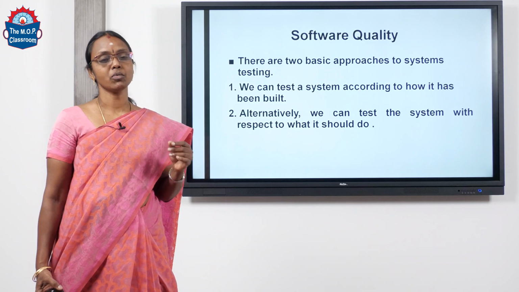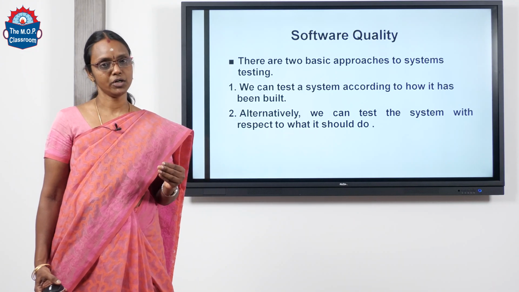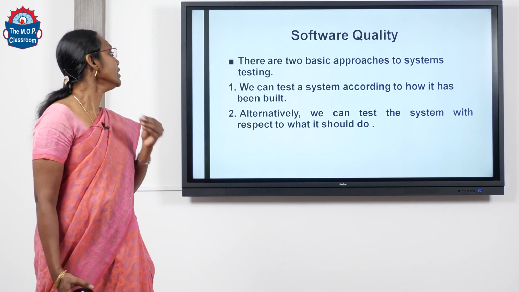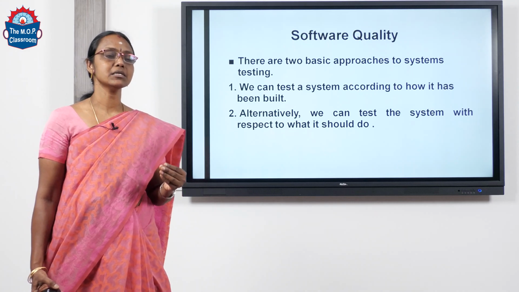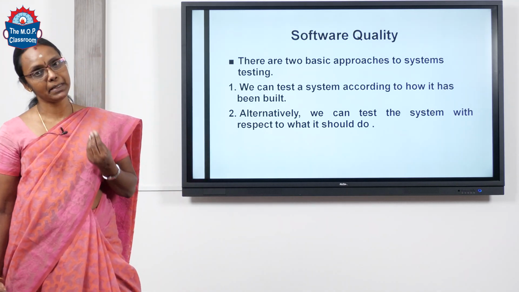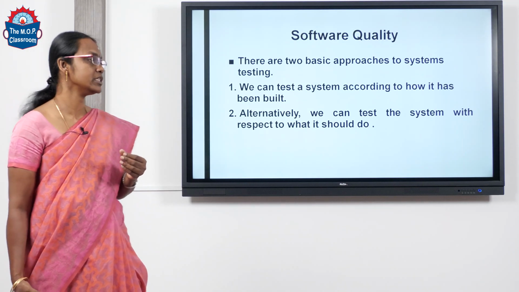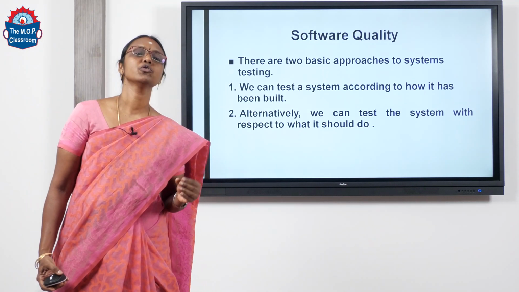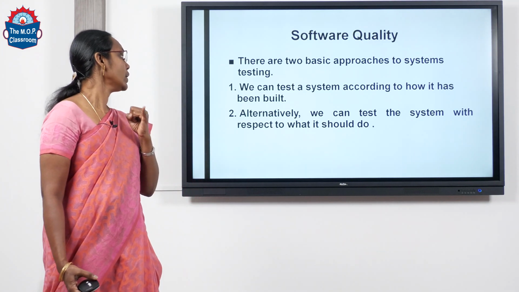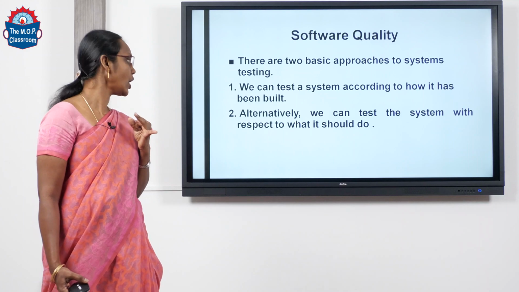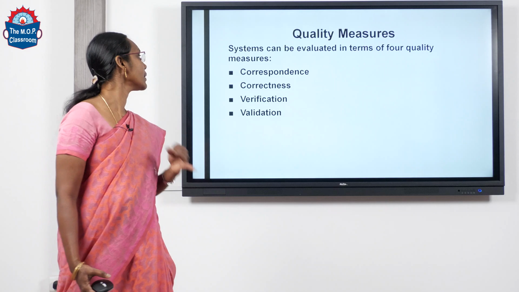Let us focus on the quality aspect of software. When we are building software, we need to focus on the quality of the software. There are mainly two basic approaches to software quality. We can test the system according to how it has been built. And the second, we can alternatively test the software system with respect to what it should do. So we need to test the system in two different aspects: how we are going to build it, and how it is going to work or what it is really doing when we build the software.